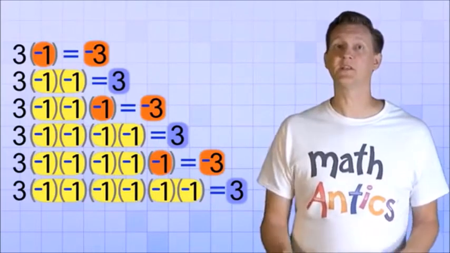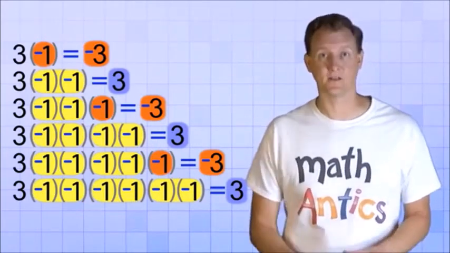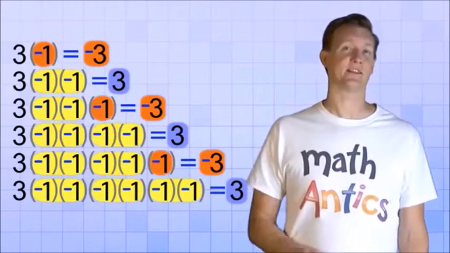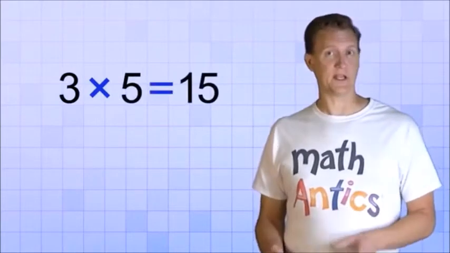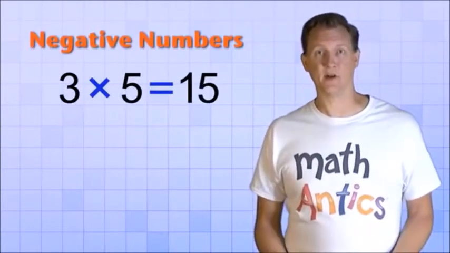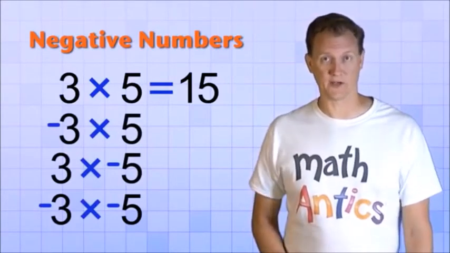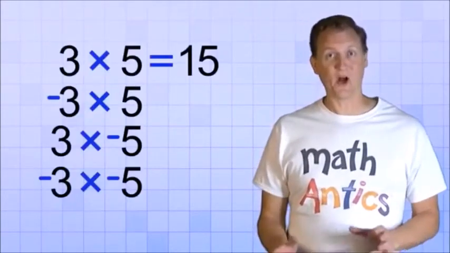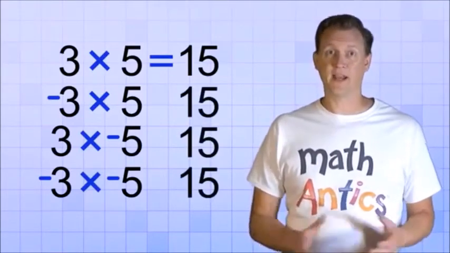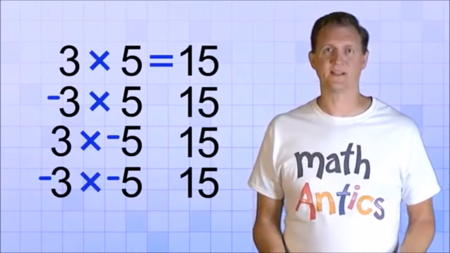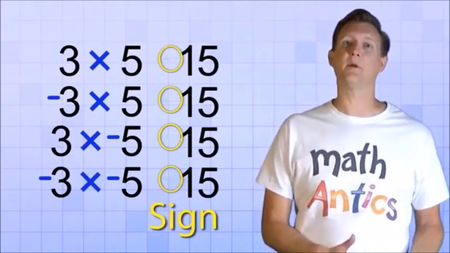In a minute, we'll see some examples of how knowing this will help us when multiplying and dividing lots of integers. But first, let's look at the simple problem 3 times 5. We know that the answer is 15, but now, thanks to negative numbers, we know that there's 3 more variations of this problem that we need to learn how to do. This might seem a little complicated, but it's really not. That's because we're going to get the same number for the answer for all 4 problems. It's just that the sign of the answer, whether it's positive or negative, will be different depending on how many negative factors we're multiplying.